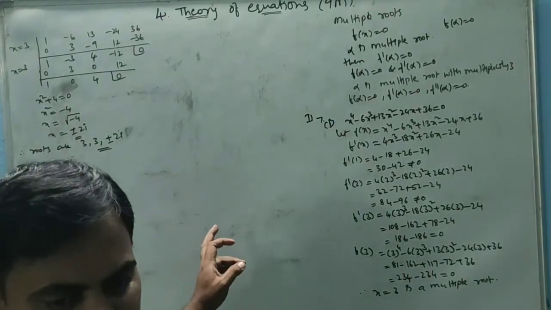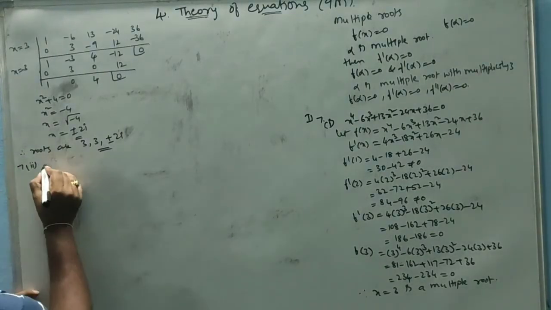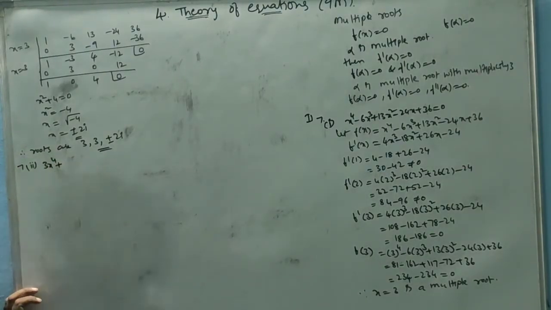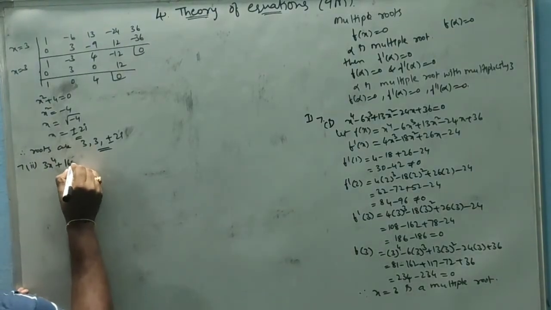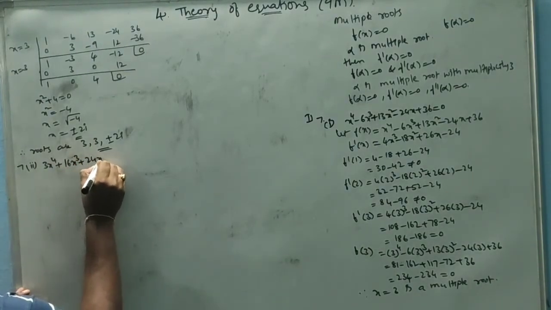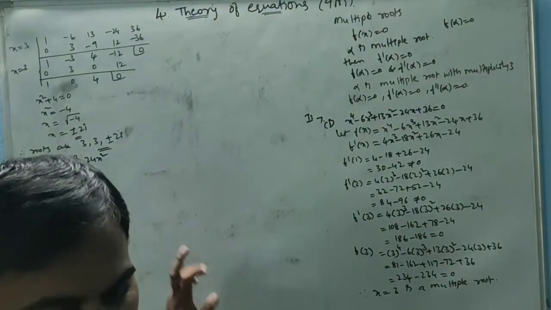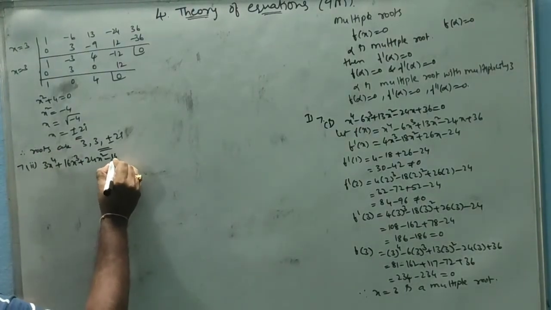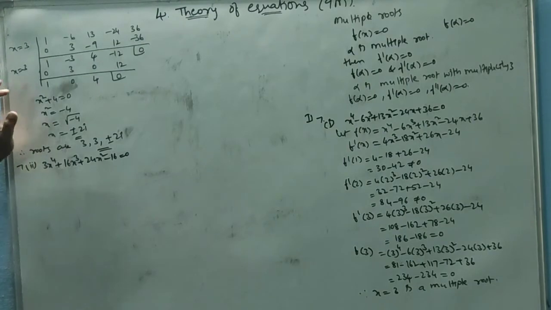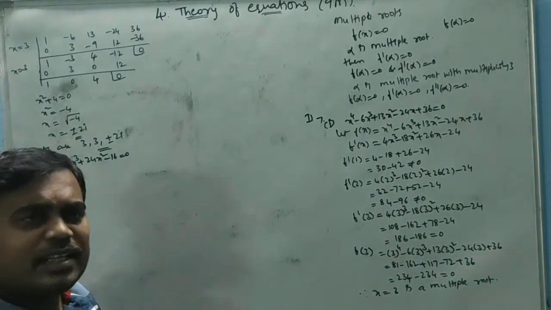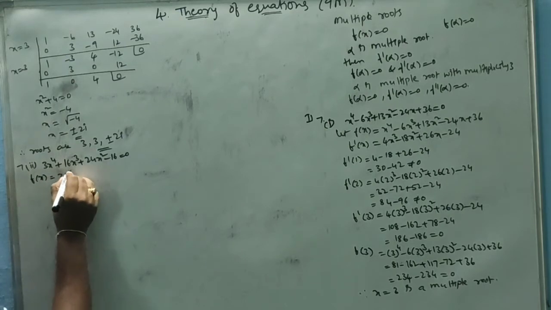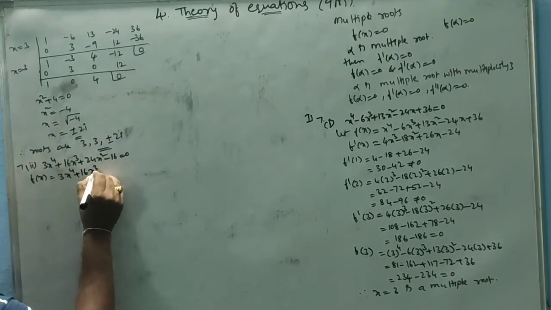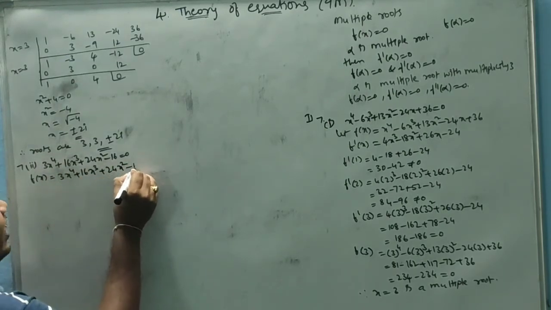Second equation: 3x power 4 plus 16x cube plus 24x square minus 16 equal to 0. So this is the equation. I want to take this as f of x. f of x equal to 3x power 4 plus 16x cube plus 24x square minus 16.